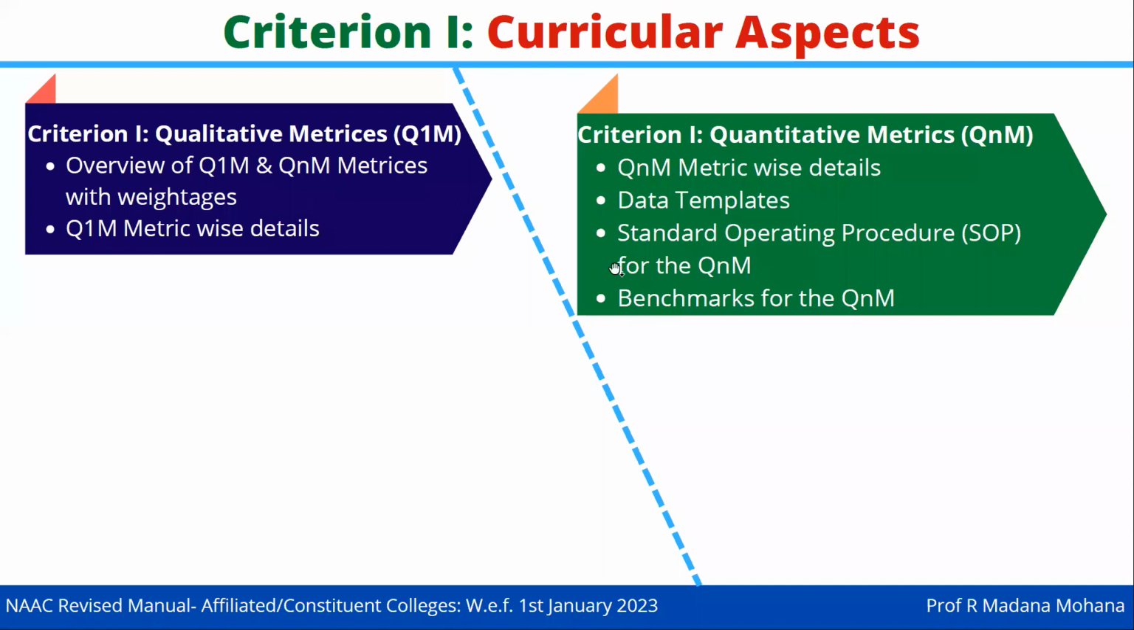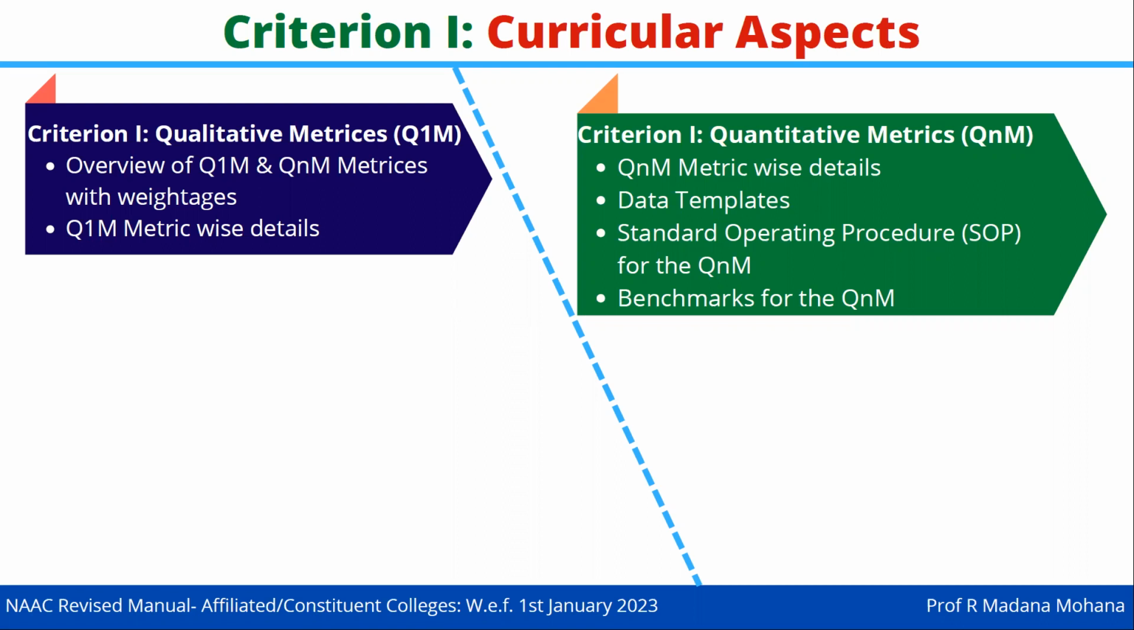Coming to the outline: for Criterion 1, Curricular Aspects, the total weightage is 100, which consists of qualitative metrics and quantitative metrics. In qualitative metrics, we will see metric-wise details, their weightages, and what documents are required. Then for quantitative metrics, metric-wise details, data templates, standard operating procedures, followed by the latest disclosure, that is the benchmark. So benchmark is given for only quantitative metrics.